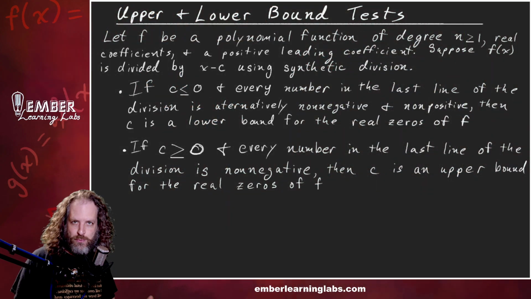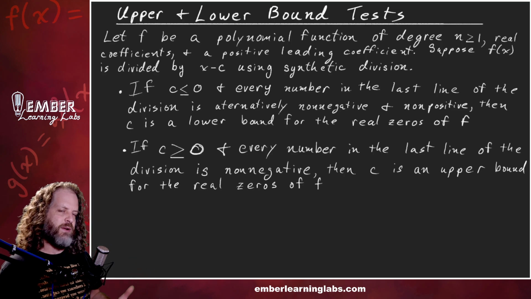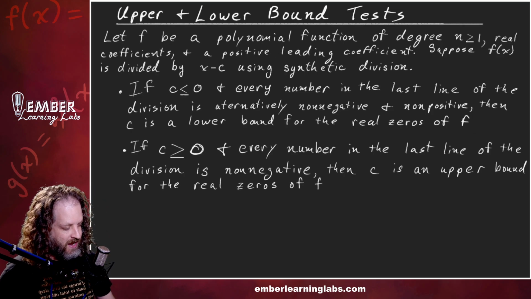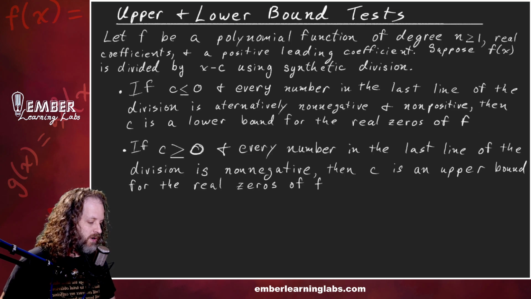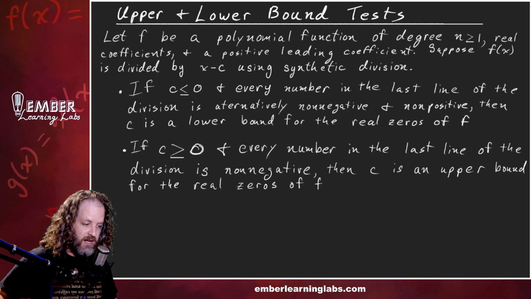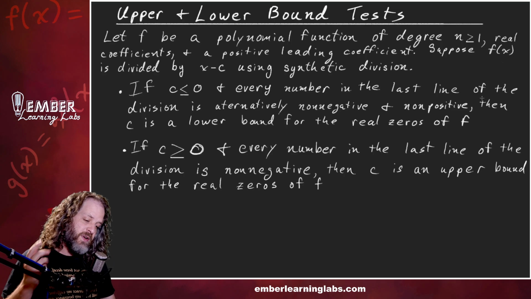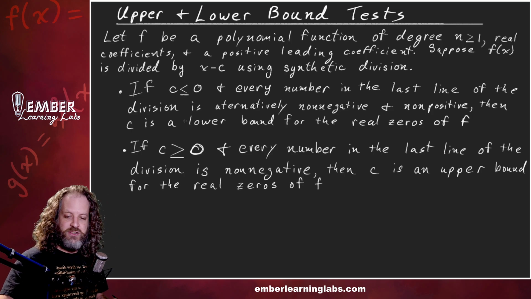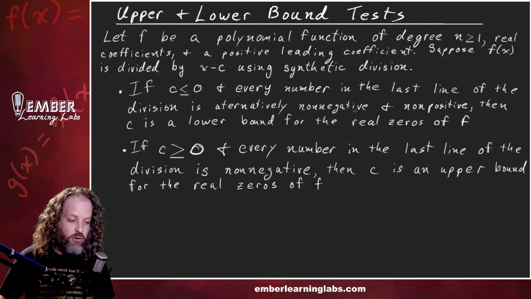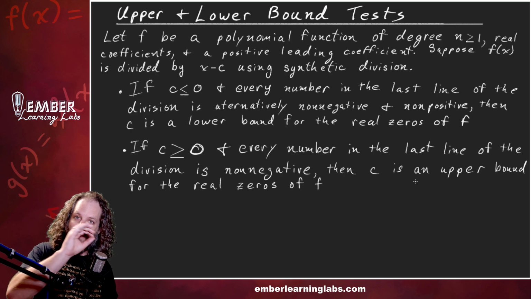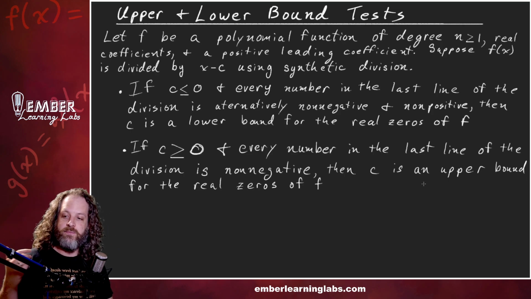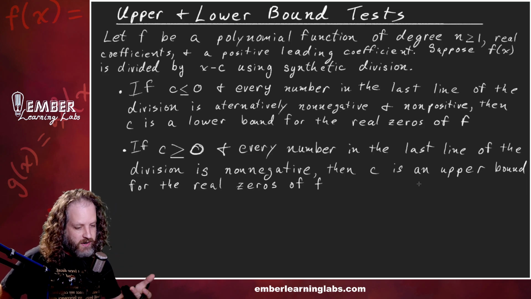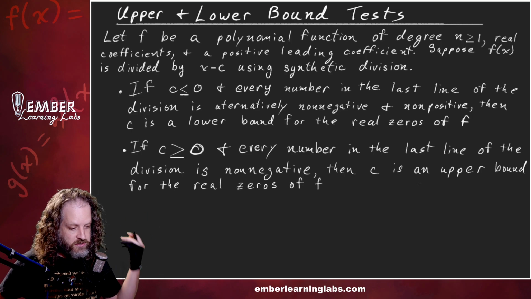Okay, so we're going to start with this formal definition, and we're going to put some meat on it with an example in a minute. If f is a polynomial function with a degree greater than or equal to 1, so it's at least a linear function, not a constant function, it has real coefficients. This upper and lower bound test works even if those coefficients aren't integers like the last test. So it works for integers, but also for rationals or irrationals or whatever.